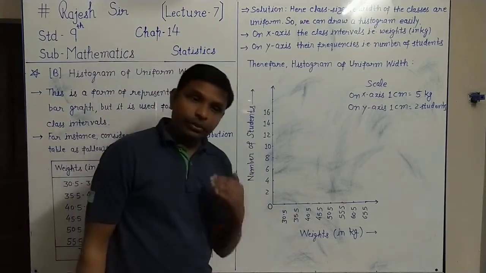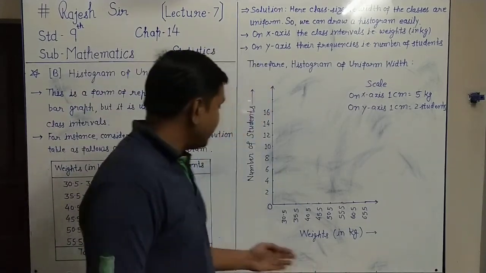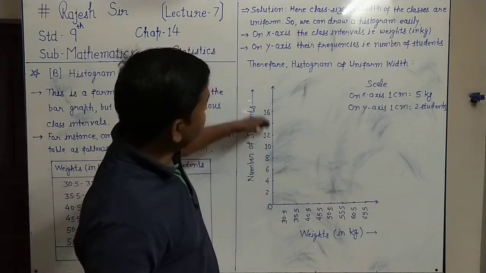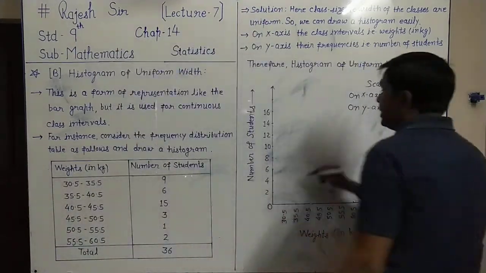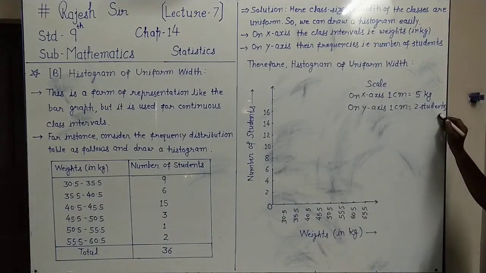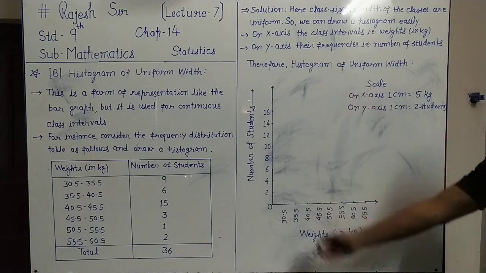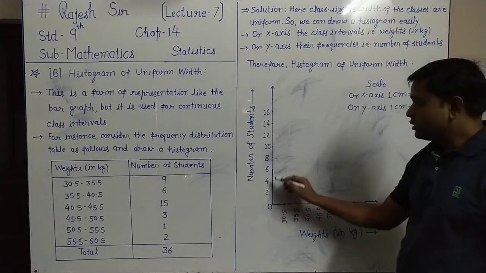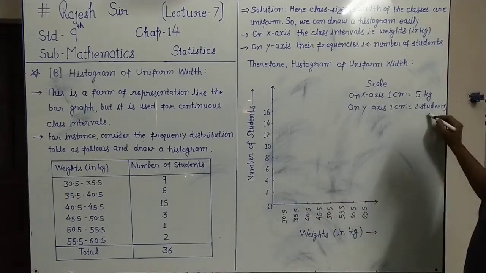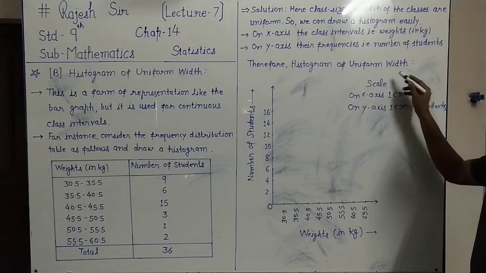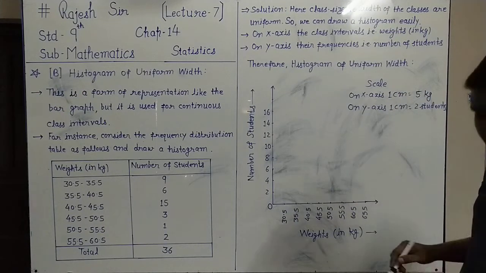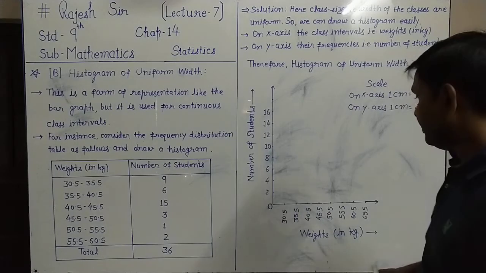When you are drawing on paper, you can take 1, 2, 3, 4, 5, 6 and 16 will come. No problem with that. When you take 1 gap, you will write 1 student. But if you show 1 centimeter as 2 students, you have to write 1 centimeter equals 2 students this way. So always write the scale when you are drawing the graph, if you have changed something there.